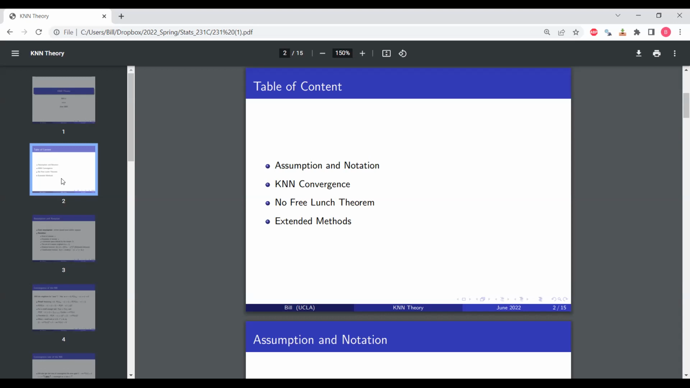The NFL theorem basically states that a priori all algorithms have the same loss, or the average loss across all possible problems is the same. And I'll talk about that later. And then I'll talk about some other uses of KNN in opposition to the more conventional way of using KNN.